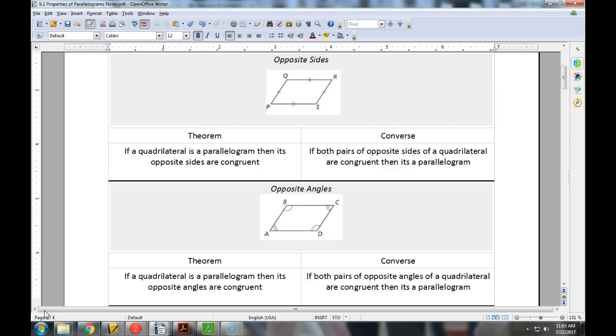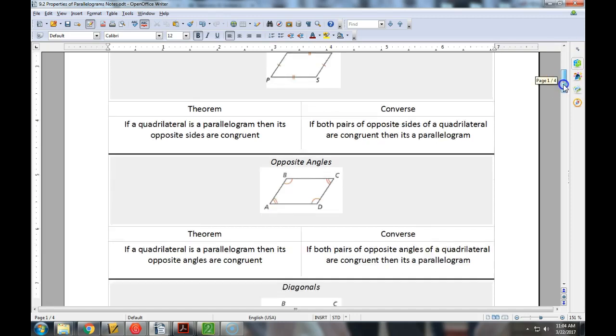All right, moving on to the next property. The next property deals with opposite angles. We were just talking about opposite sides, and now we have opposite angles. The theorem says if a quadrilateral is a parallelogram, then its opposite angles are congruent. So opposite angles are equal. Opposite would be kitty corner, so this angle and this angle are the exact same number of degrees, and this one would match up. Typically you have two obtuse angles and two acute angles. And then the converse is also true.